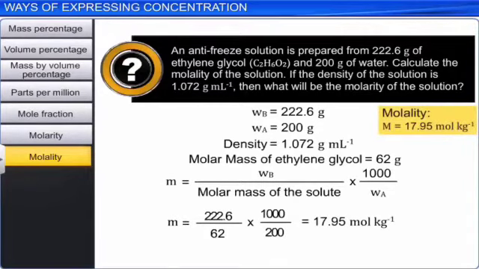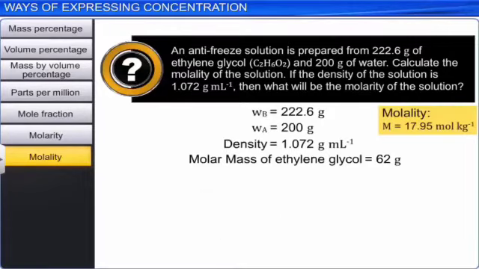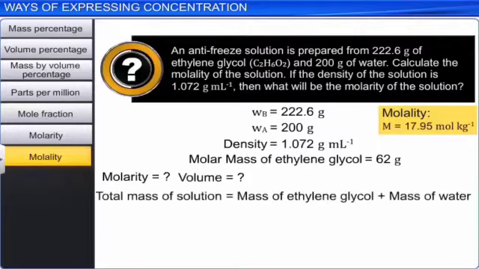Next, let us find the molarity of this solution. You will have to calculate the volume of the solution since molarity takes that into account. The total mass of the solution is the sum of the mass of ethylene glycol and the mass of water. That is, 222.6 grams plus 200 grams, which is equal to 422.6 grams.